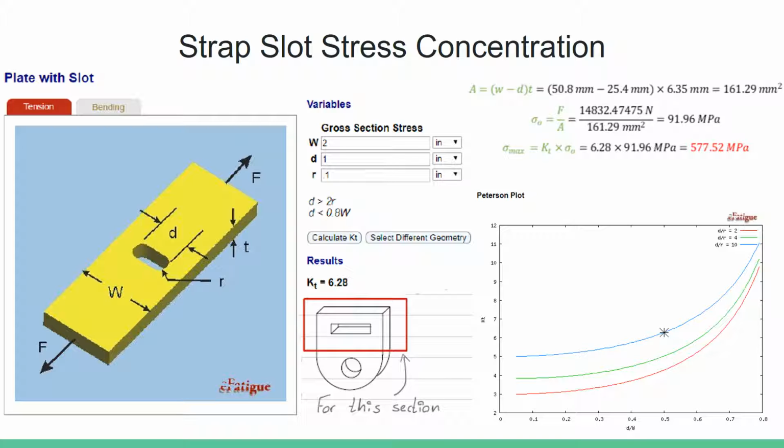For the strap slot, which is the section on the top, we calculated that KT is equal to 6.28. We calculated the area for this section, and after that we calculated the stress, which is force divided by area. To calculate the max stress, it is KT, or the concentration factor, times the stress on the area. We calculated that to be 577.52 megapascals.